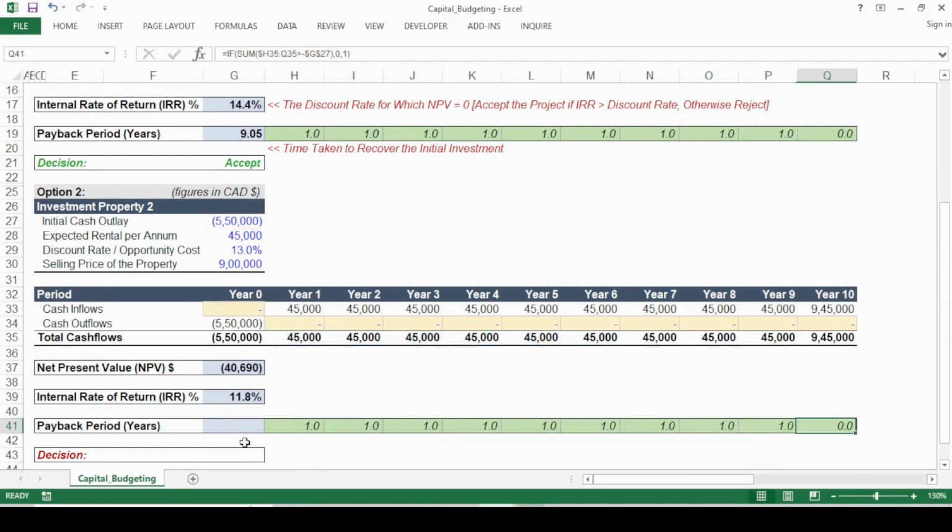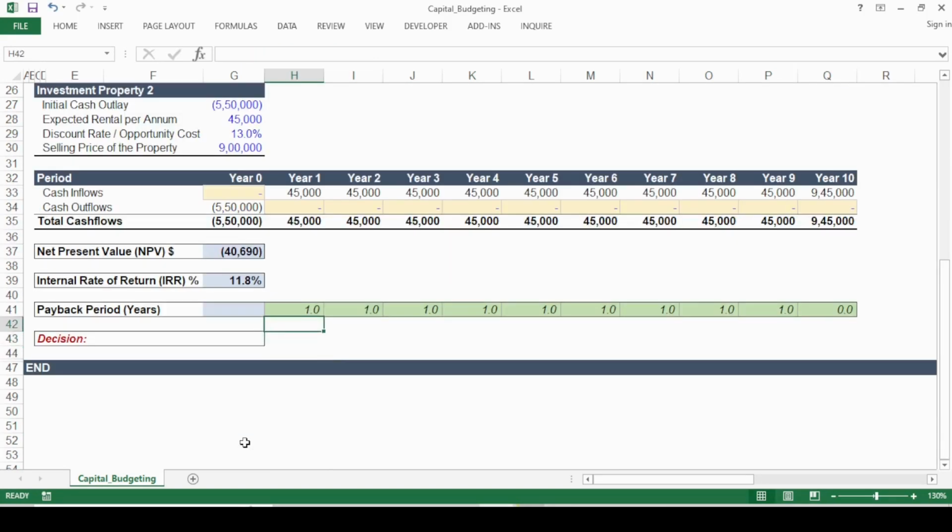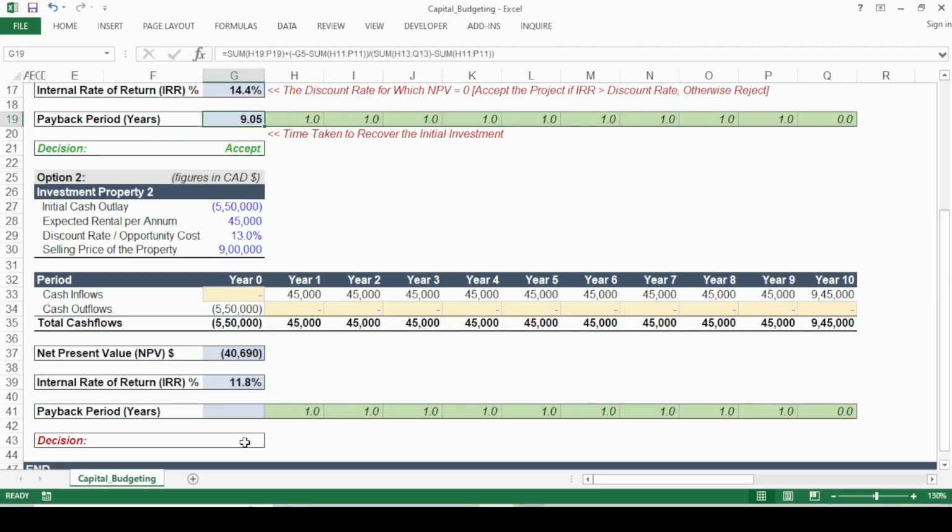Okay, perfect. So in this case also we're going to recover the initial investment in the period between year 9 and year 10. So for that I can take the formula for payback period from above and I can just paste it here. And as you can see, the payback period here is 9.15, which is slightly higher than the payback period here.